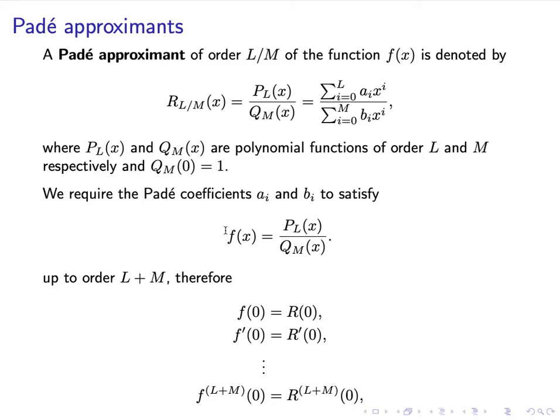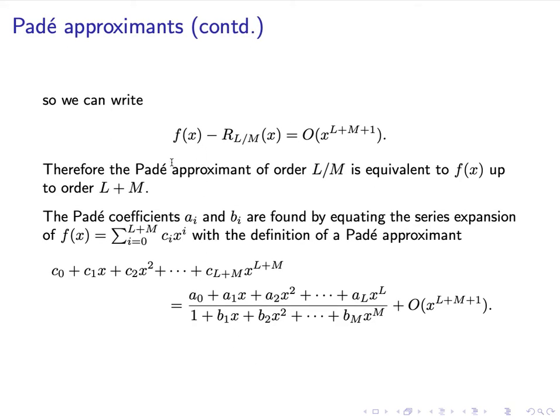If we want to approximate some function, say f(x), by a Padé approximant, we have f(x) equals p(x) over q(x). We want to satisfy this up to order L plus m. In other words, if I set x equal to 0, f(0) must equal r(0). The first derivative must equal the first derivative, the second derivative must equal the second derivative, all the way up to the L plus mth derivative of f, which must equal the L plus mth derivative of r.